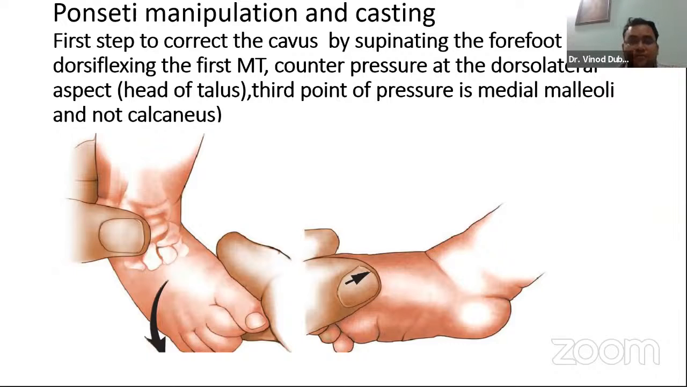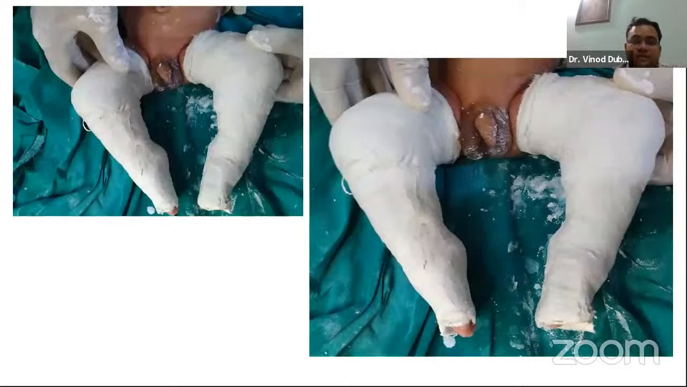So if you see, after applying the first cast, the deformity exaggerates. Many times the parents come and say the deformity is more now, but actually that is the correct way. You can see this is the first cast. After correcting the cavus, you are creating the forefoot in a supinated position, so you get more deformity. But this is the correct way of applying the first cast.